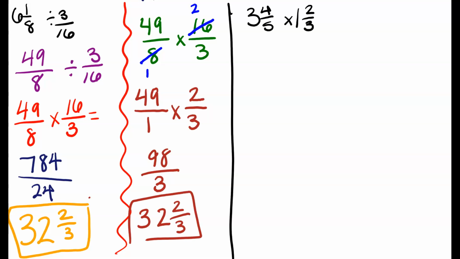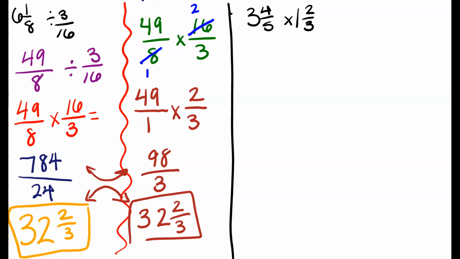These are the same. They got me the same answer. Either of them are fine to do, but box it in and move on to the last problem. Number 11, our final one. 3 4/5 times 1 2/3.